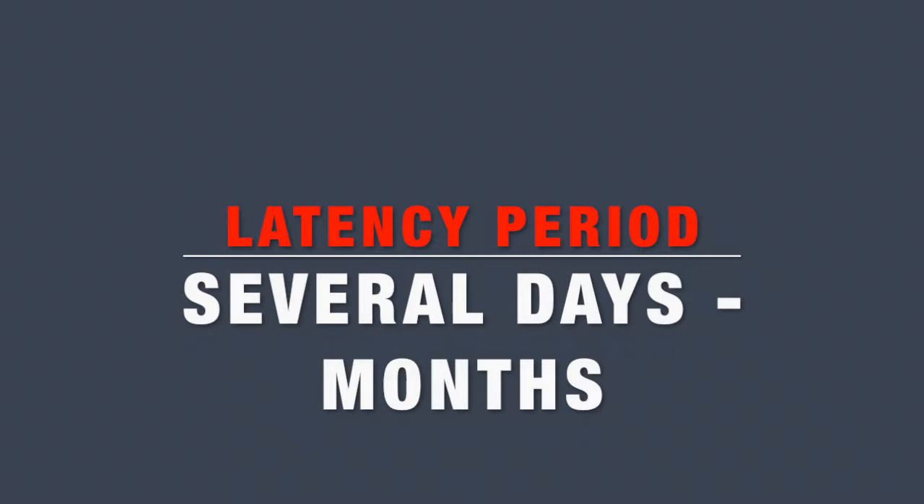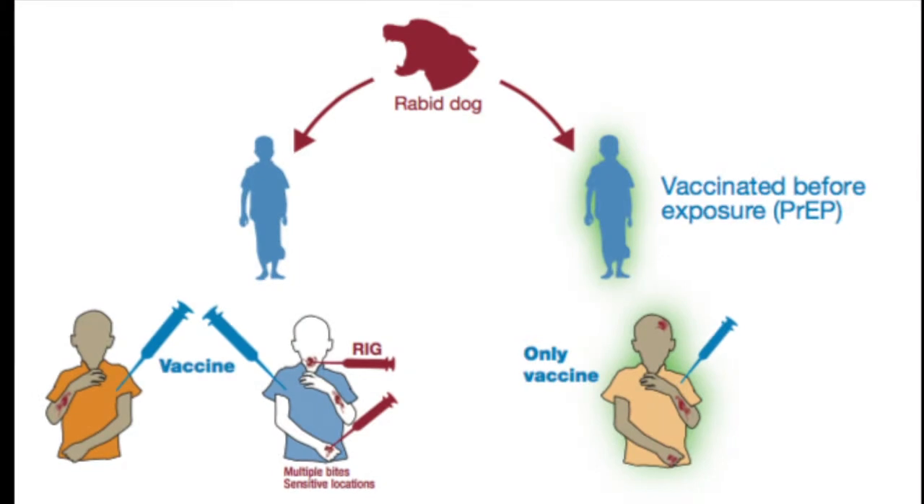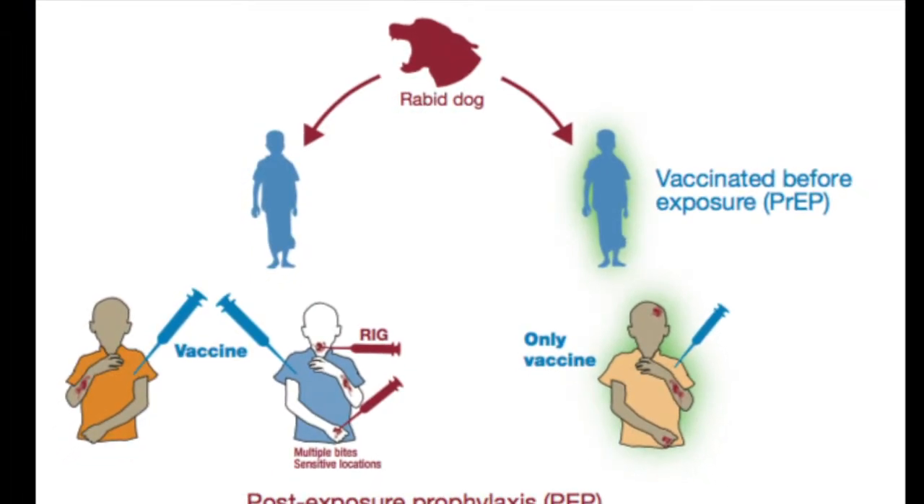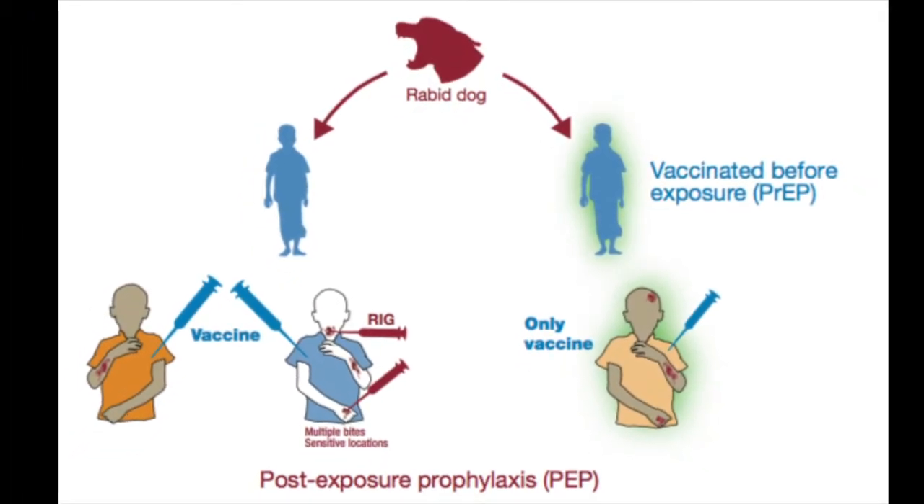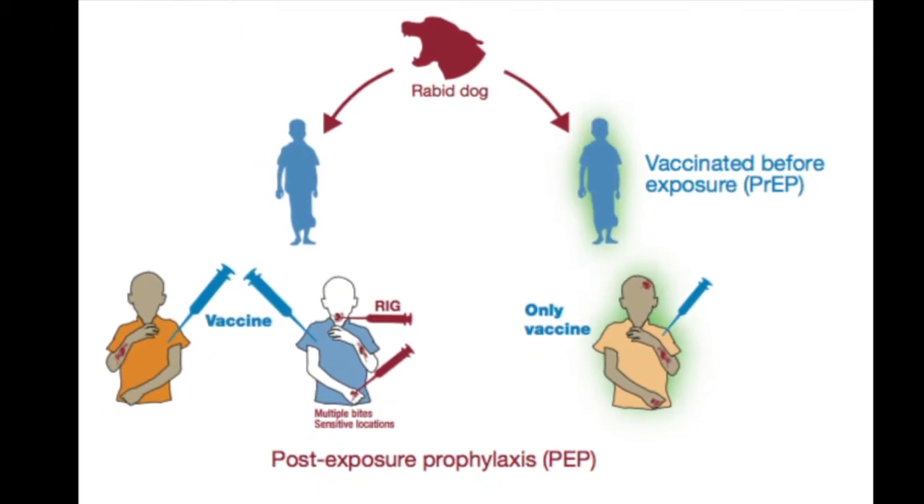Most rabies deaths occur because the exposed person did not know what to do to avoid developing rabies. After a person has been exposed, it usually takes several days or even months for the virus to travel along the nerves and eventually reach the brain. So there is still time, even after exposure, to get vaccinated and prevent rabies.